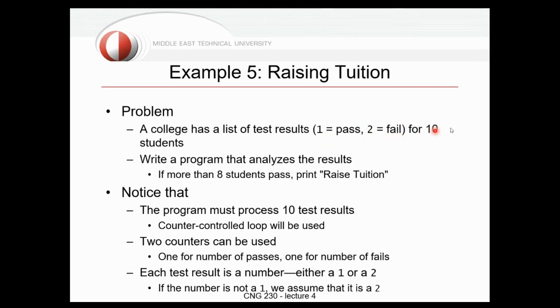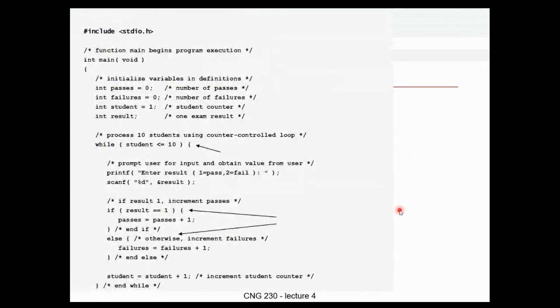Now we have 10 students. So exactly we know how many students we have. Now, the program must process 10 test results. Yeah, we already know the number of tests. 2 counters can be used. One of them for the number of passing, the other one for failing. So the test result would be either 1 or 2, pass or fail. Now let's see how we can type such a program.